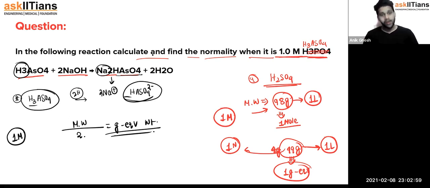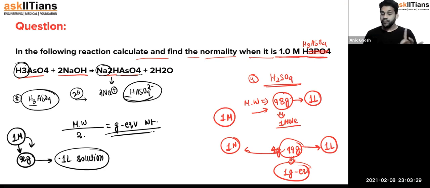Now, if I tell you that 1 molar equals X gram of H3AsO4, if you just add up the atomic masses, you can find the value, but you don't have to find that. What I'm saying is, if 1 molar H3AsO4 equals X grams, then X gram is present in 1 liter of solution. Then this is going to be 1 molar. Got it up to this?